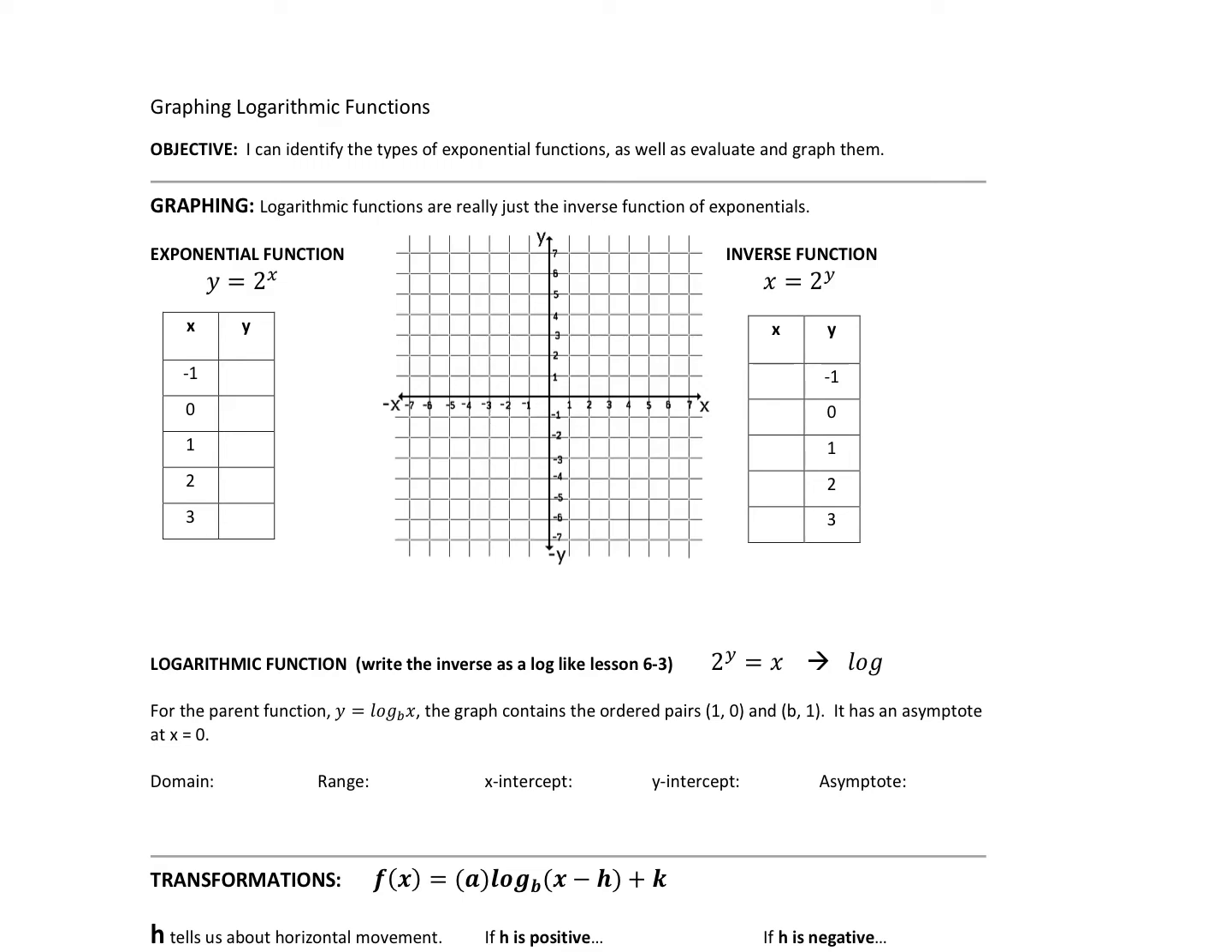Hi, Math 2 Enhanced. This is page 17 of our packet, and it's an introduction to graphing logarithmic functions.